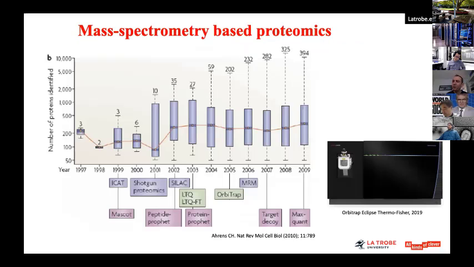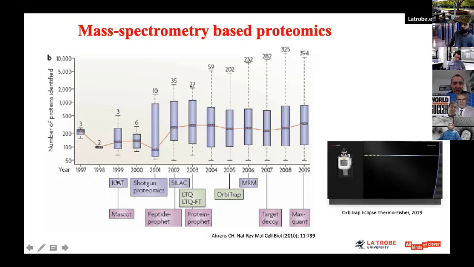researchers sort of moved away from these 2D PAGEs and tried to develop new methods. And I'm going to introduce you to mass spectrometry-based proteomics that evolved from these 2D PAGEs. So what I have here is a representation or a graph that shows the number of proteins that were identified with time. So here we're talking 10 to 20 years ago.